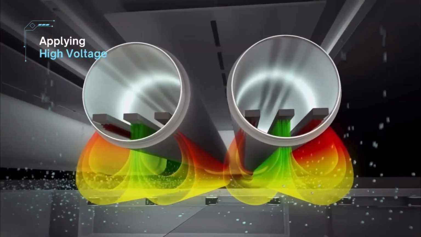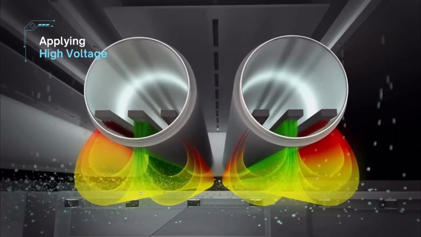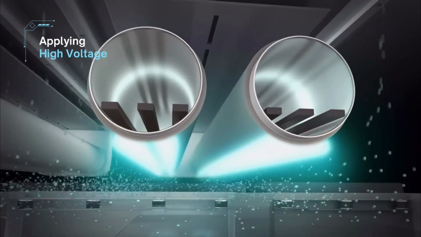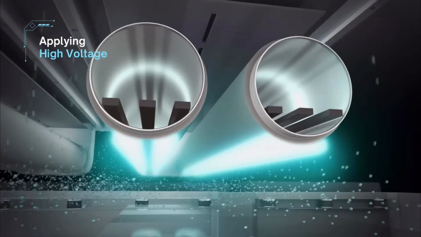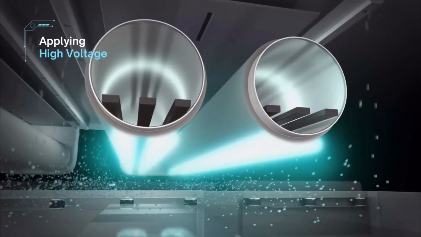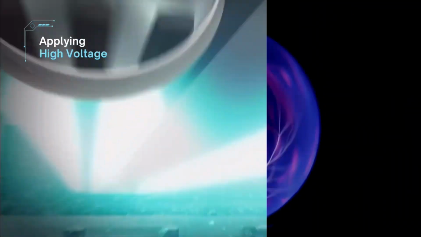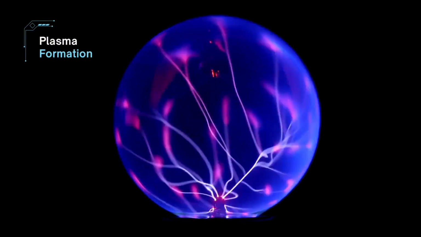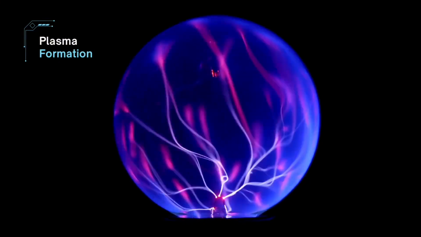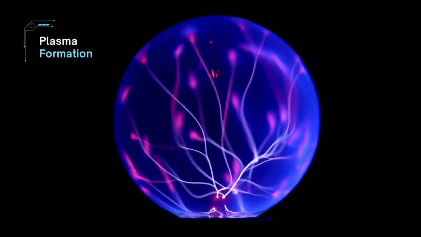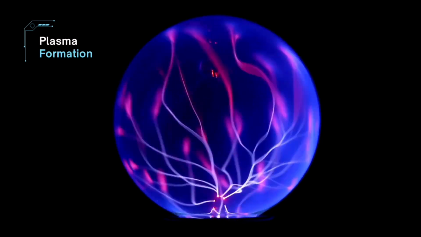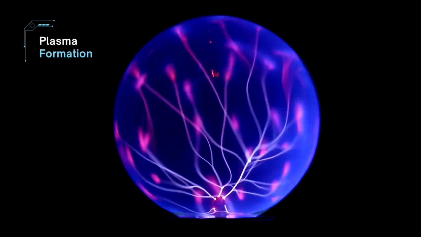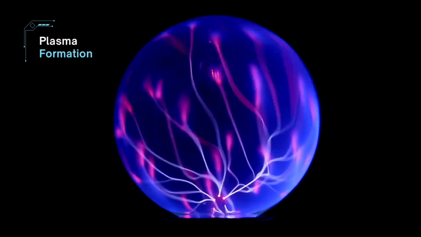A high voltage is applied between the target and the substrate. The target is connected as the cathode, which is negatively charged, while the substrate is connected as the anode. This electric field accelerates charged particles inside the chamber. Electrons emitted from the target collide with argon atoms and ionize them. This process creates plasma, which is an ionized gas consisting of free electrons and positively charged argon ions. Plasma is essential for sustaining continuous sputtering.